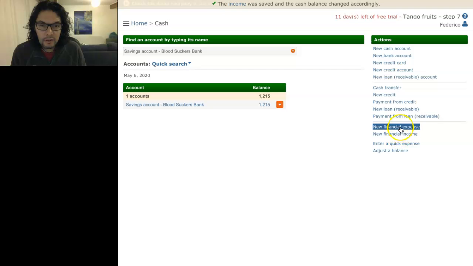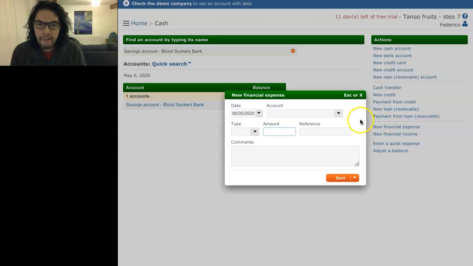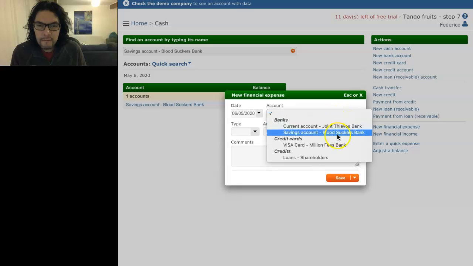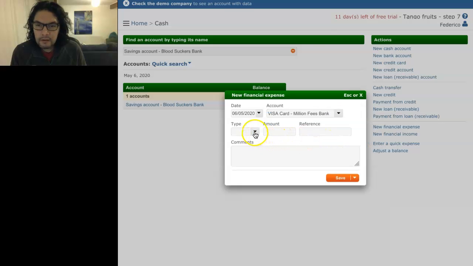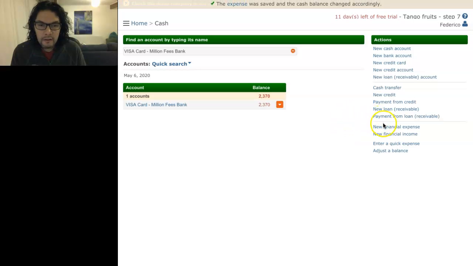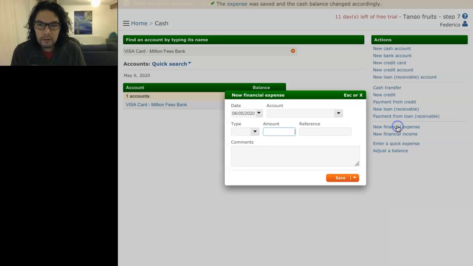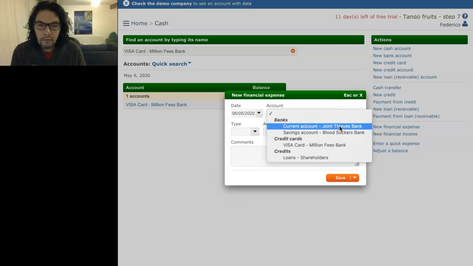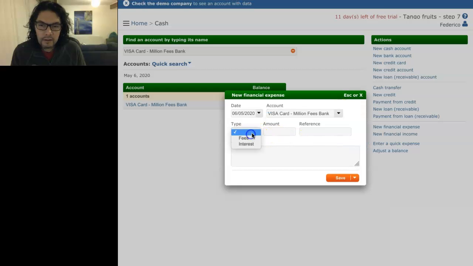Now let's do a financial expense, and we're going to say that this is with the credit card. And the credit card, well, no doubt, charges interest. Let's say this is 70. Save and close this window. And then let's do another one, also with the credit card. They say that they're going to charge us fees as well, of course. So, save and close.